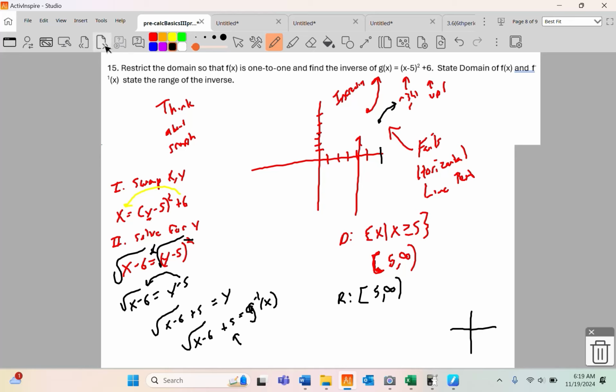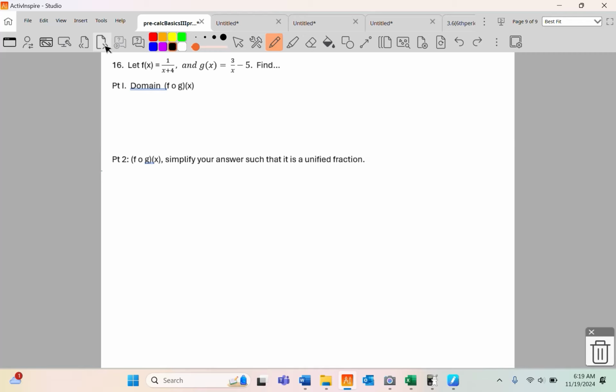I think there's one more to do. It's a function composition. I remember when we tested on this stuff, you guys did not like your fractions, and it's just expected of you. There's nothing I can do about it. Find the domain of f of g of x.